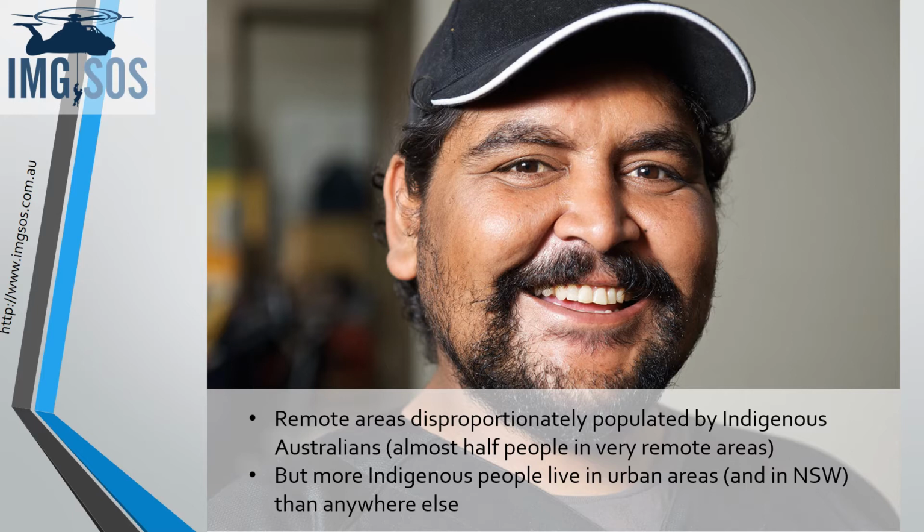More Indigenous people live in urban areas in New South Wales than anywhere else. Sydney is our biggest city, New South Wales is our most populous state, so it's not surprising that there are more Aboriginal and Torres Strait Islander people there than anywhere else. However, when it comes to the small remote communities, almost half of those remote communities are Aboriginal people. So that changes the health needs of those remote communities and also the health access issues of those communities as well.